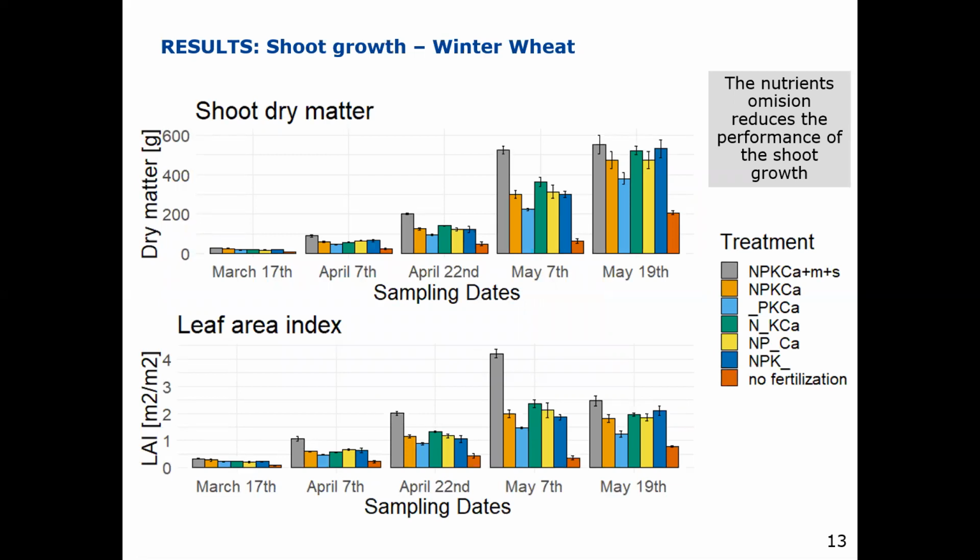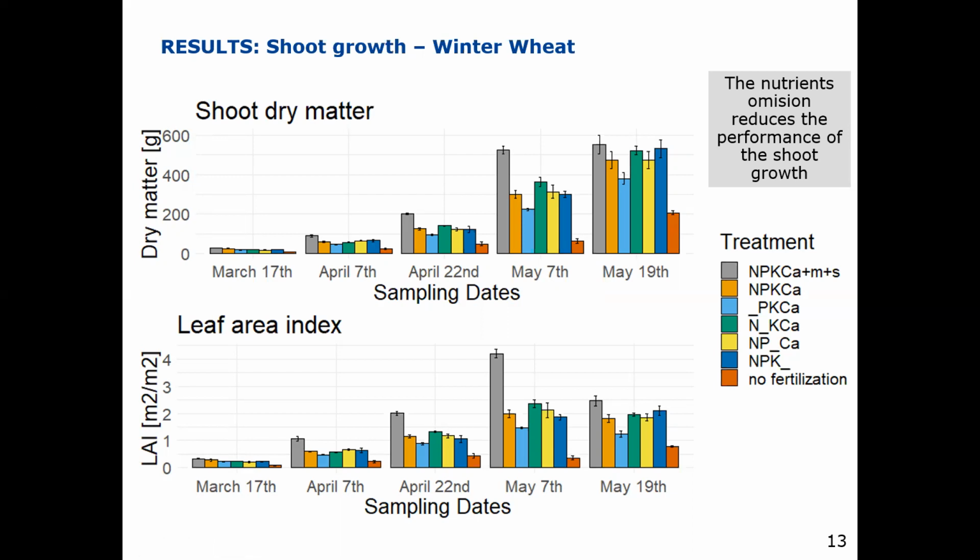In this slide, we present some results for the shoot growth in the winter wheat. The graph above shows the shoot dry matter in grams, at the 5 sampling dates shown on the x-axis. Each treatment is represented by a color. A similar analysis of the Liberia index is shown in the figure below at the same sampling dates.